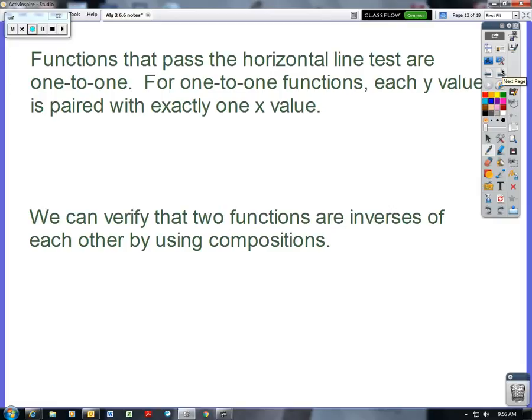Okay, so this sounds like something I've already talked about. Functions that pass the horizontal line test are one-to-one. For one-to-one functions, each y value is paired with exactly one x. Now we get to do something new.